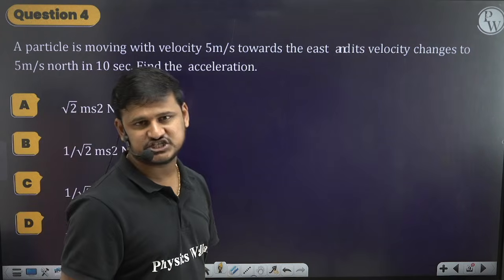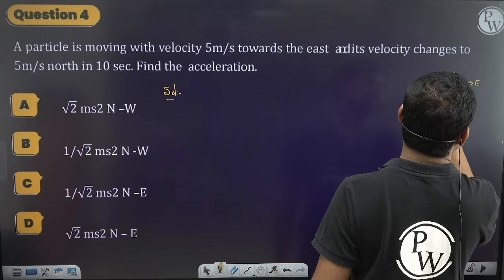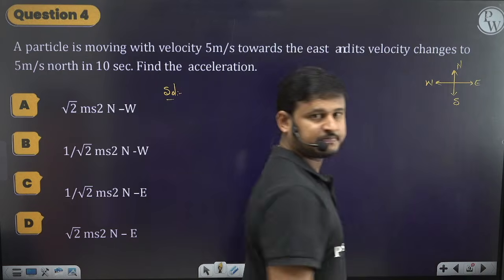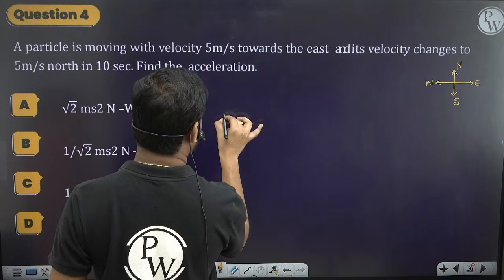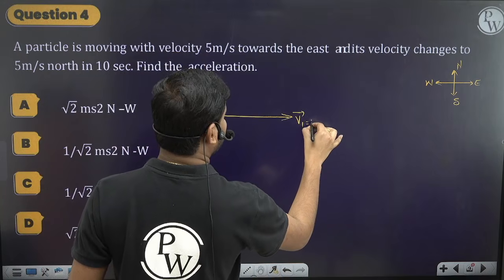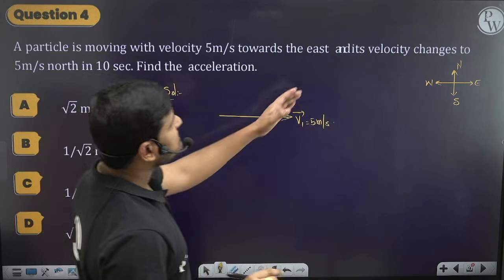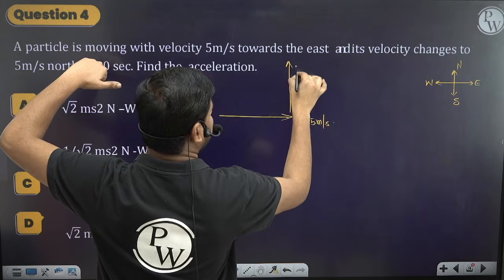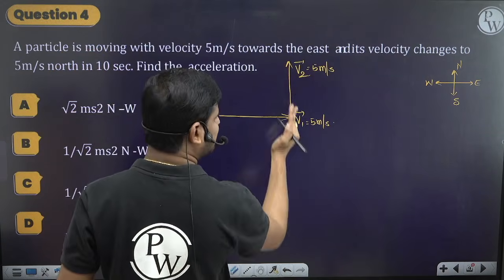So find the acceleration. First, the directions. Let's consider this as east, this as west, and then the north direction and then the south direction. What they are saying is, a particle is moving with a velocity of 5 meters per second towards east. So first it's moving towards east with velocity, let it be V1, 5 meters per second. The velocity is a vector quantity. Yes. And its velocity changes to 5 meters per second north. So its velocity V2 will also be 5 meters per second, but in the north direction.